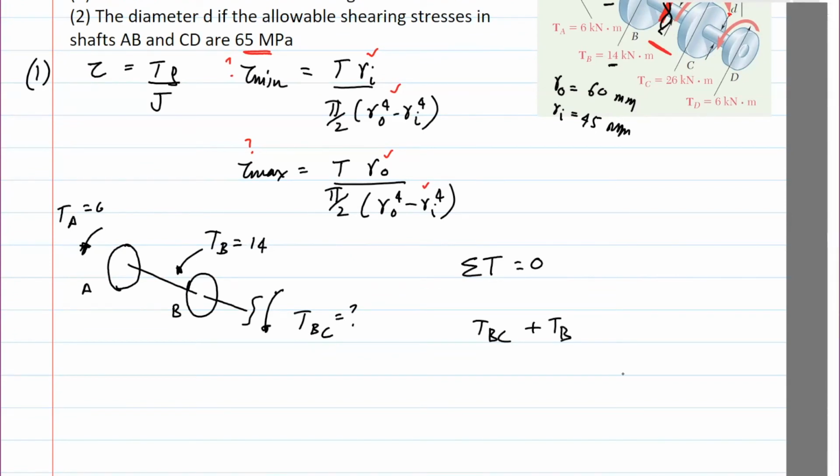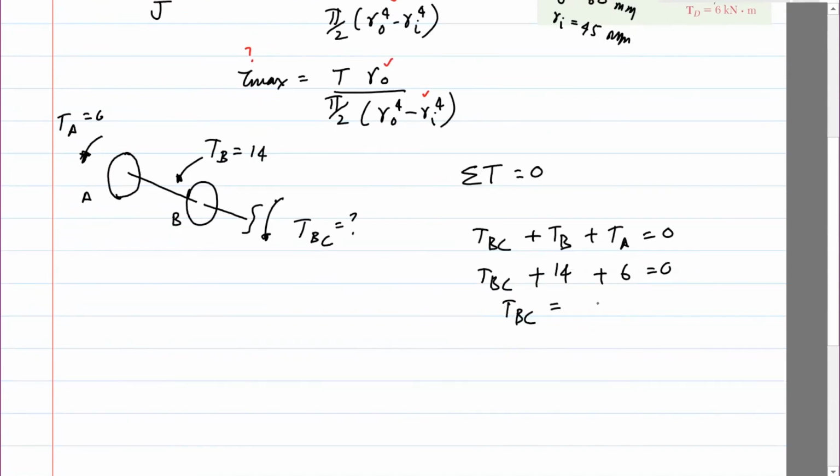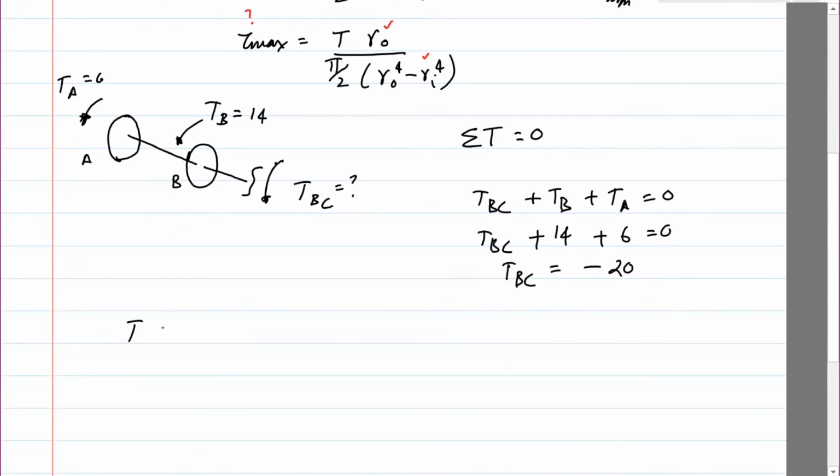TB acting counterclockwise, again positive, and then TA, which is also counterclockwise, positive. So TBC is unknown, TB is 14, TA is 6, and the sum equals 0. So TBC is minus 20, which is just saying that the torque I assumed is not in the right direction. I assumed counterclockwise, but it should be clockwise, given by the sign. Anyway, the torque here is TBC equal to 20 with the direction as shown. So this is the torque.